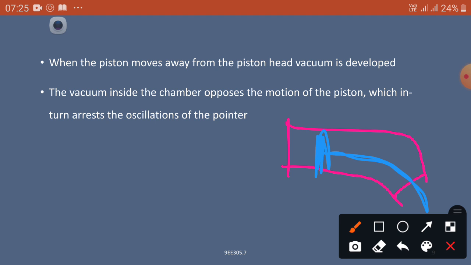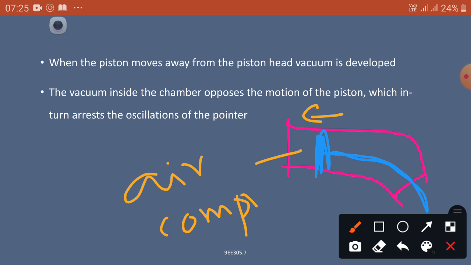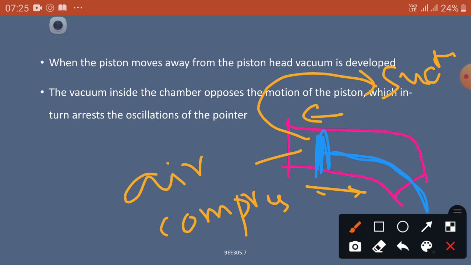Suppose this is moving in this direction, here is the air presence. Air is compressed if it moves in this direction. If it moves in this direction, here the suction is created. The suction doesn't allow movement towards this direction. The air compression doesn't allow this direction. That means the piston head is subjected to two forces, in either direction, due to the arrangements.